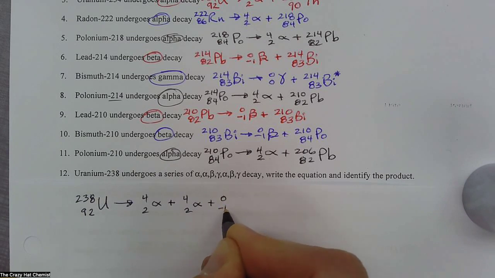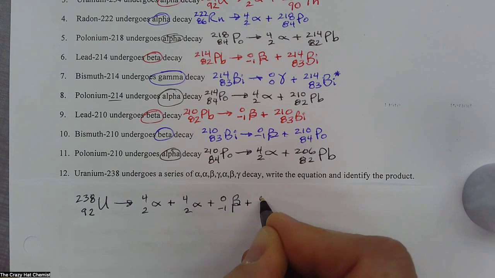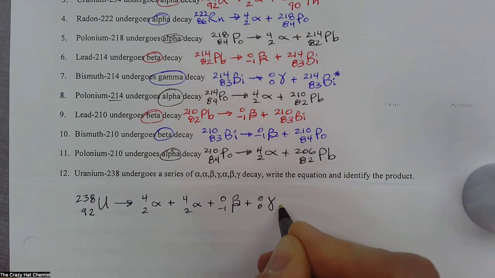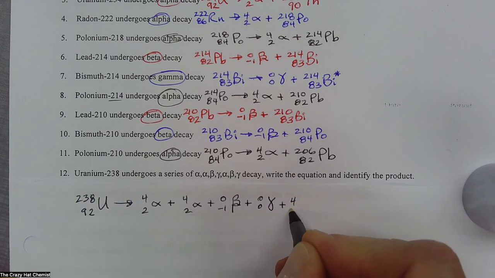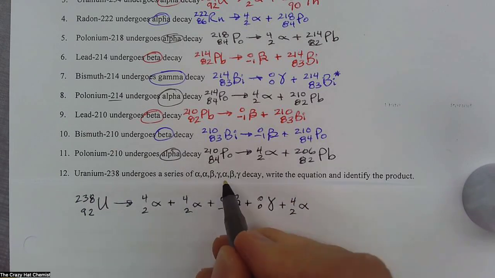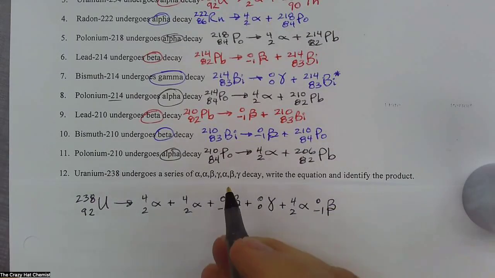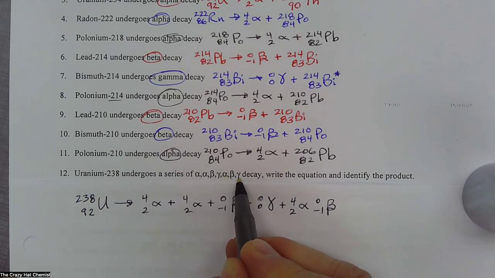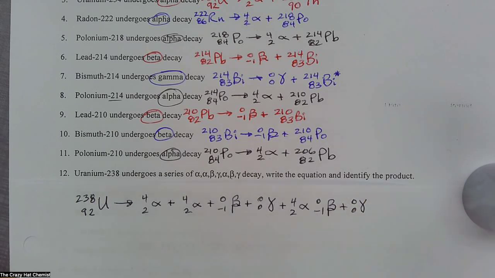plus beta decay, that's 0, -1, that's beta decay, plus gamma decay, that's 0, 0, plus alpha decay again, 4 and 2 for an alpha, and then a beta decay, and that is 0, -1 for a beta decay. And then I think finally we have a gamma decay plus 0, 0 for gamma decay. And let's just verify that this is all what we've got here.